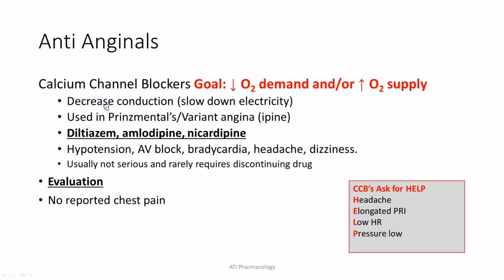Calcium channel blockers, again, to slow down heart rate, slow down electricity. We use them in Prinzmetal/variant angina, your -dipines. Usually it's your nicardipine or your nifedipine. You can use amlodipine if it's a blood pressure issue as well. We know that they cause hypotension. Anything that slows down electricity can cause an AV block. It can have an effect on your heart rate, headache, dizziness. I like the mnemonic calcium channel blockers ask for help: headache, prolonged PRI or elongated PRI, low heart rate, and low blood pressure.